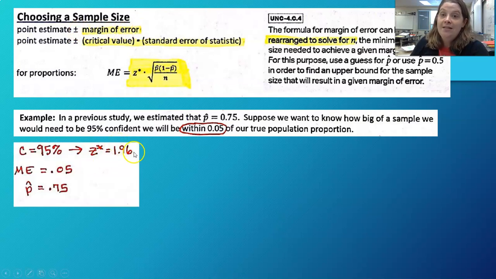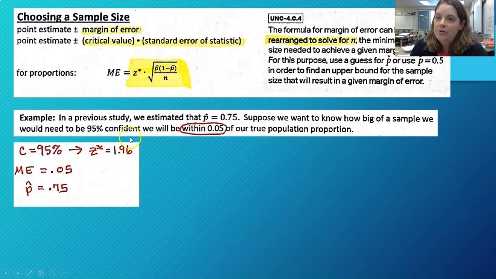All right, so things I know from the problem: it says I need to be 95% confident. Since I'm dealing with a proportion, the z-score that goes with 95% confidence is 1.96. I also know that the margin of error is 5%. I want to be within 5%. So that number I can pick out from the problem. And I know that the p-hat value from a previous study is 75%.